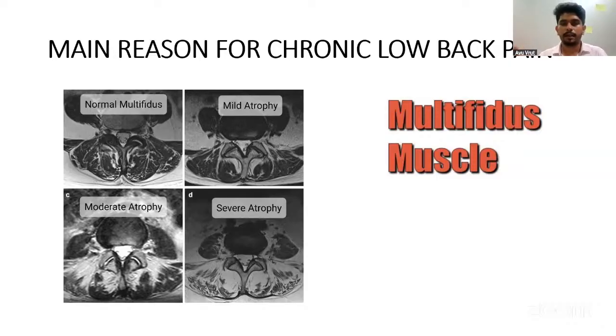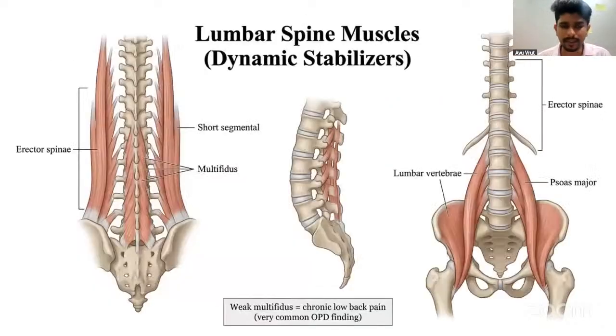So I am speaking about this topic so much. So lumbar spinal muscles, as I have spoken about the erector spinae muscles, we have spoken about the multifidus muscles. And as we know, the weak multifidus muscle is equal to chronic low back pain. It is a very common clinical OPD finding. And the third muscle is psoas major. Can you see this? It looks like an octopus's tentacles. I'll show in another image.